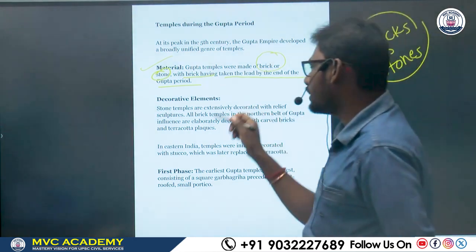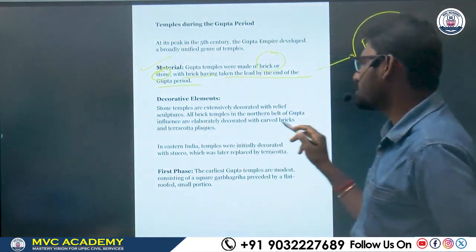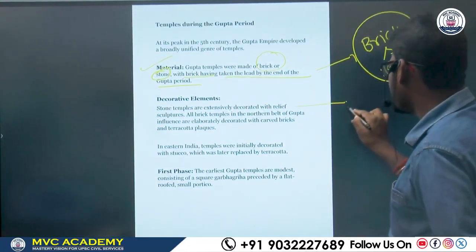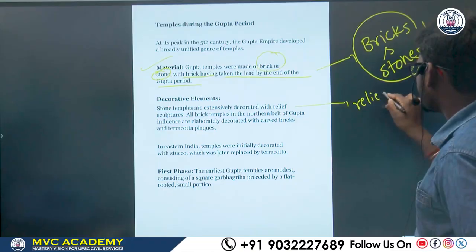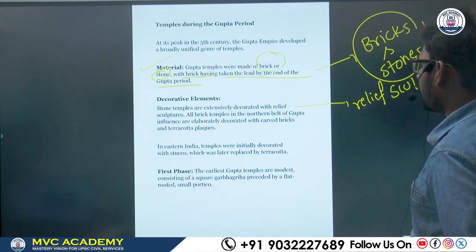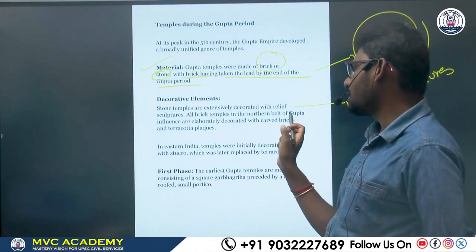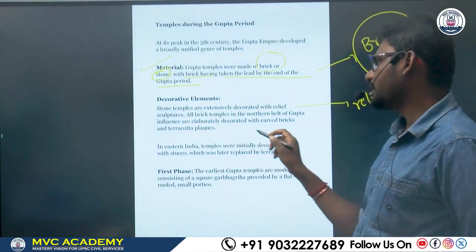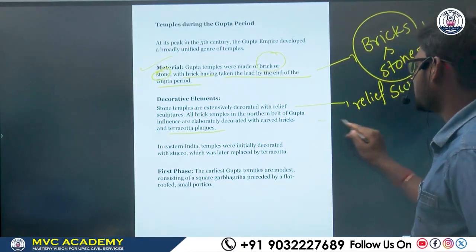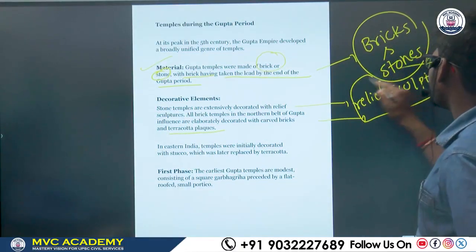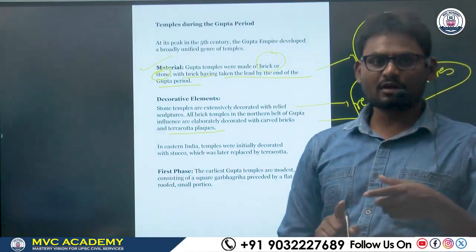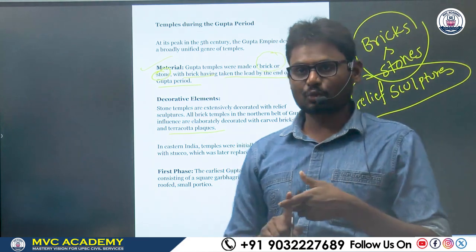So the decorative elements. Stone temples are extensively decorated with relief sculptures. So another feature is relief sculptures. Next, all brick temples in the northern belt of Gupta influence are elaborately decorated with carved bricks and terracotta flags. So here they represent relief sculptures. The Gupta time period temples were constructed with both brick and stone.